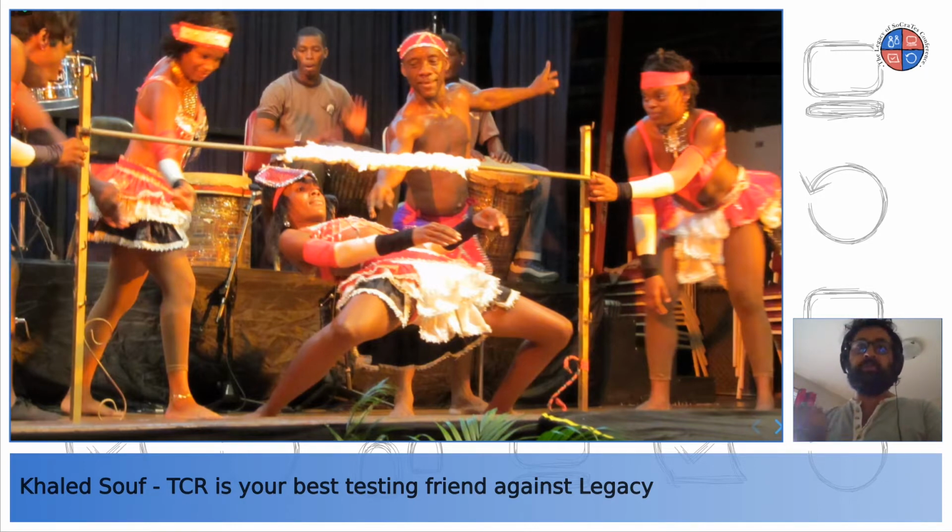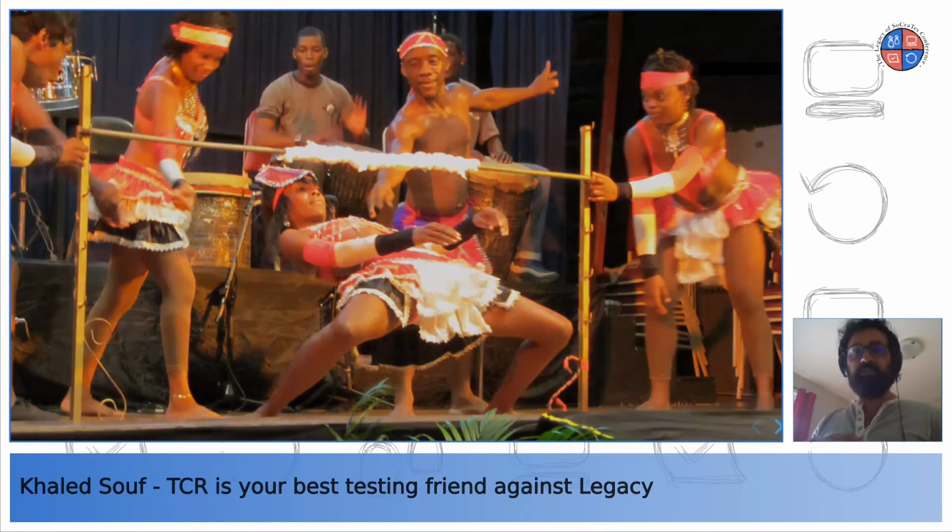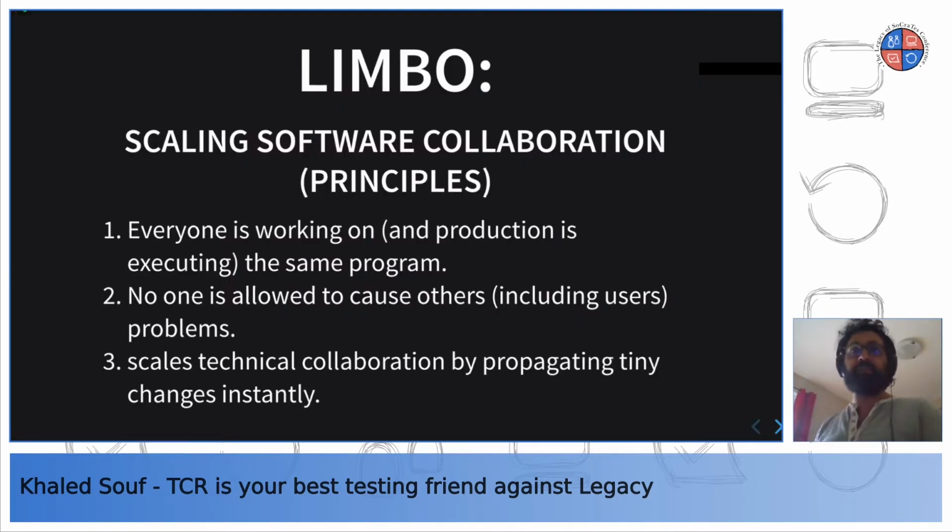He tried several ideas, and at some point he found this thing we call Limbo. It has the same name as the dance, and almost the same principle that I'm going to talk about. It's about scaling software collaboration. So you have three principles. One is, we know that everybody is working on the same code base.